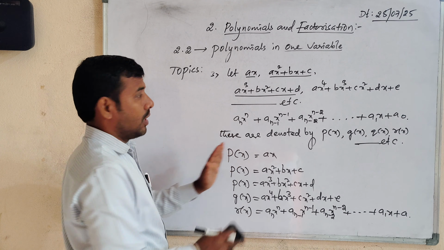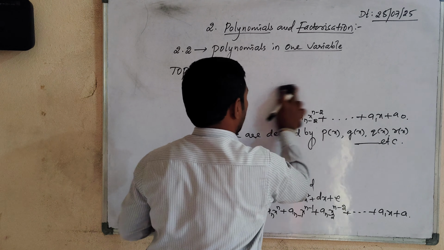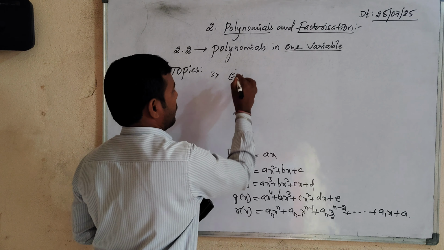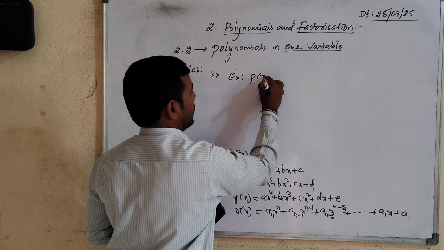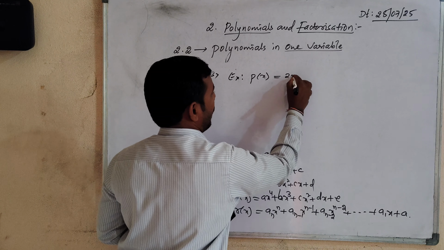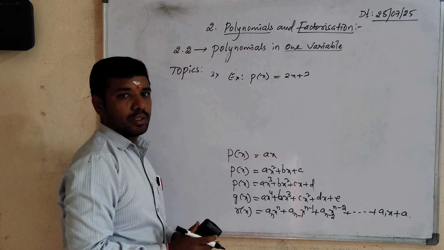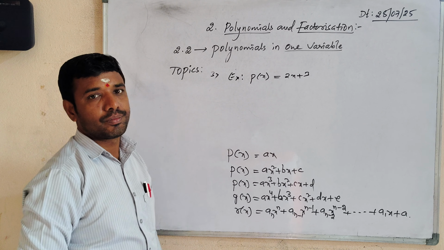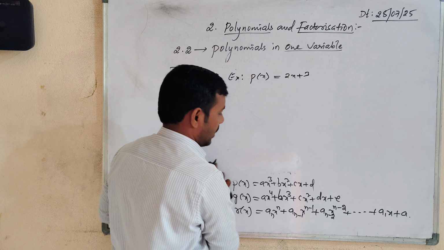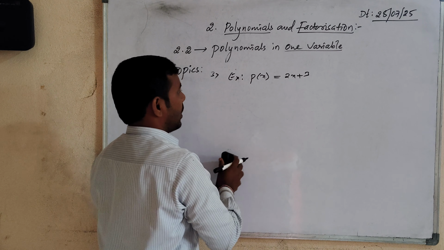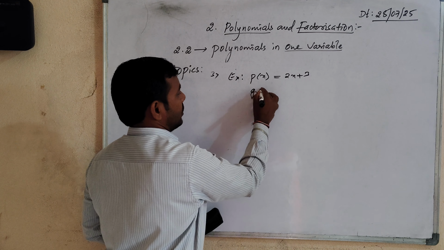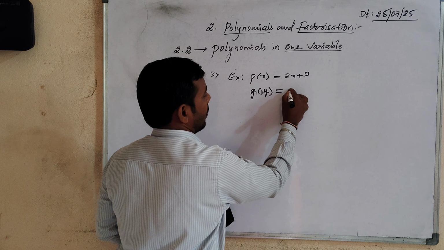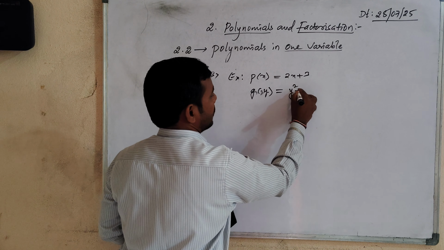Few more examples, observe. Those examples are P of x is equal to 2x plus 3. Yes, it is one of the polynomials which is having the variable x. So this is also one of the polynomials denoted with P of x. One more is g of y is equal to y square plus 1. Yes, why not?